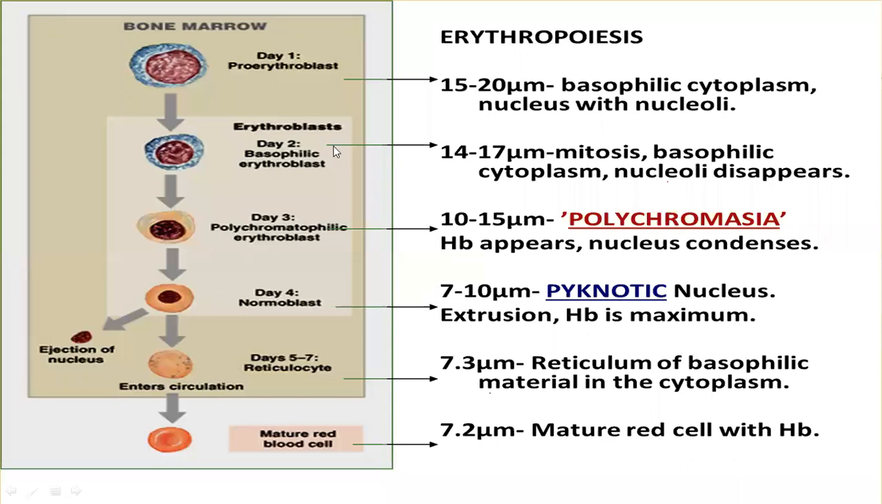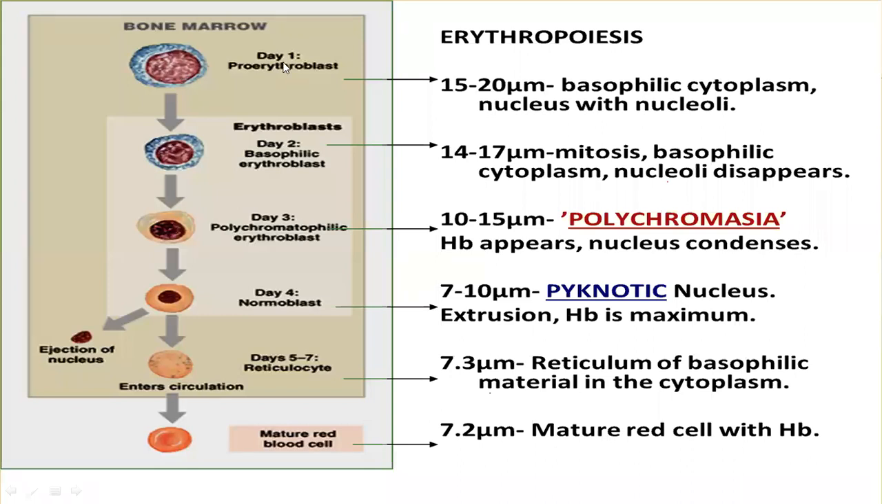So starting with the pro-erythroblast, in terms of the diameter of the cells, they are between 15 to 20 micrometers and they have basophilic cytoplasm. So the cytoplasm appears blue. Why? It's because they have affinity for the basic part of the stain. So it's called basophilic cytoplasm, and with a nucleus, with a nucleolus. So you have the nucleolus, or often several, called nucleoli, at the center of the nucleus here.